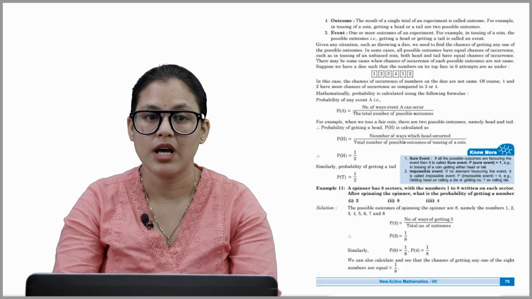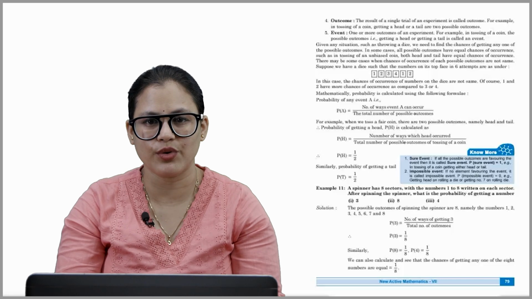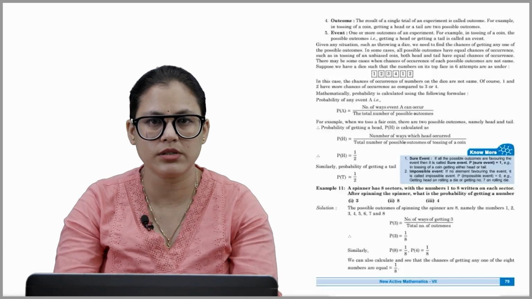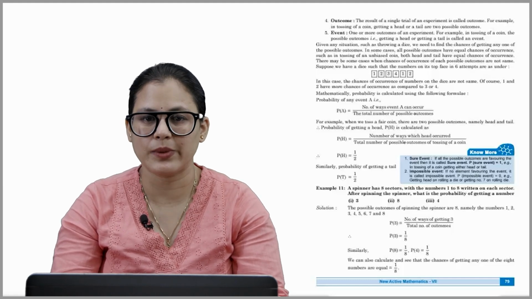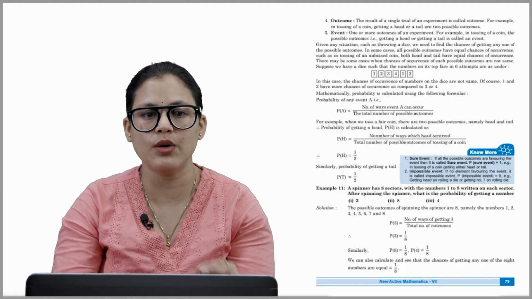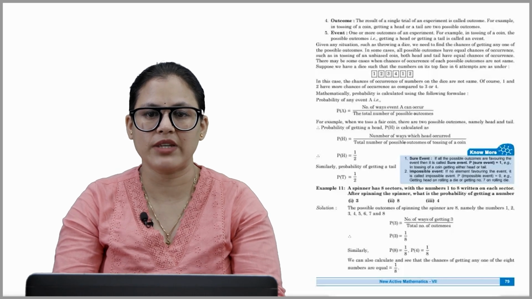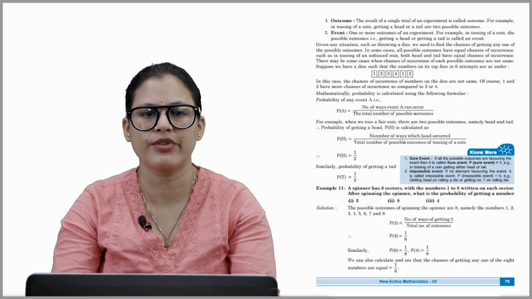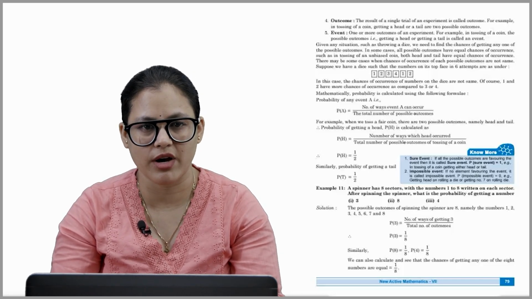Number 5, event. One or more outcomes of an experiment. For example, in tossing of a coin, the possible outcomes, that is getting a head or getting a tail, are called events. Given any situation such as throwing a dice, we need to find the chances of getting any one of the possible outcomes. In some cases, all possible outcomes have equal chances of occurrence, such as in tossing of an unbiased coin, where both head and tail have equal chances of occurrence.